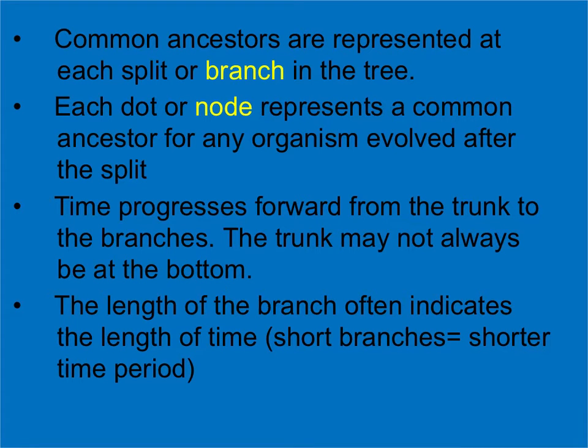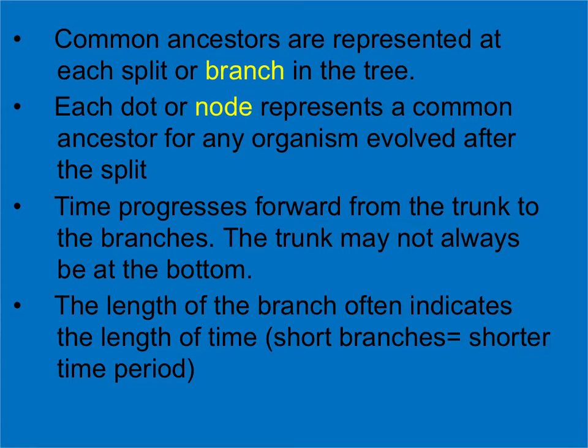So common ancestors are represented at each split or each branch on the tree, and each dot, what we call nodes, represents a common ancestor for any organism evolved after that split. And so time progresses forward from the trunk to the branches. The trunk may or may not be at the bottom, so it might not look like a traditional tree. Anyway, the length of the branch or the line usually indicates how long a period of time has passed. So a shorter line, a shorter branch.